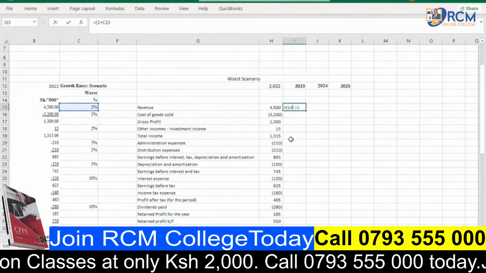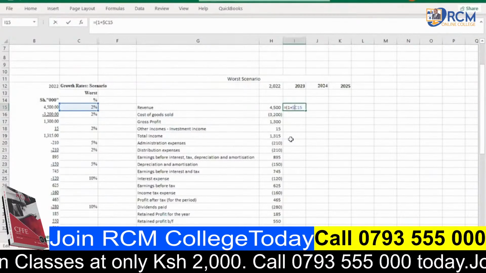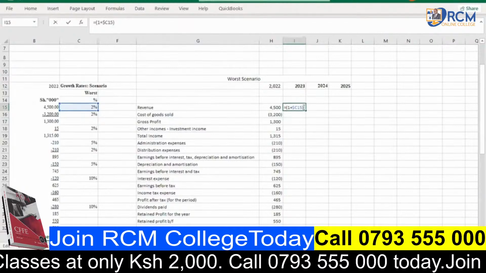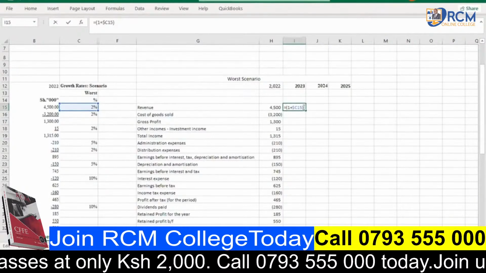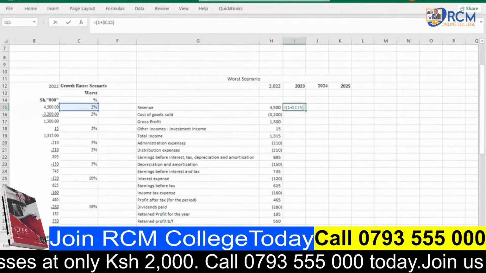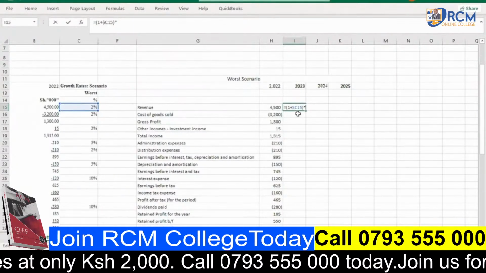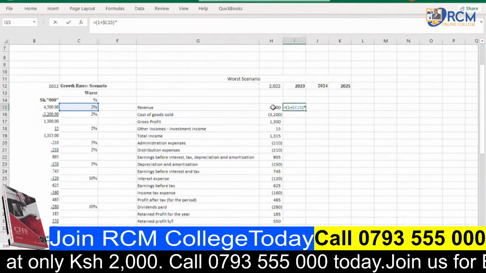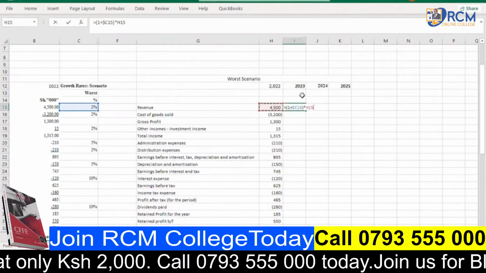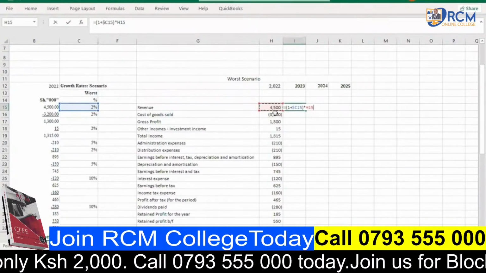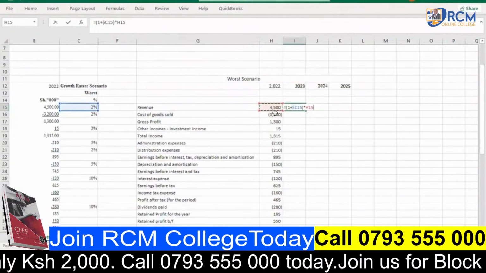iPhone, confirm if you've done that. Place a $ sign before C. Have you managed to do that? Then close the bracket and then you multiply it by this value. So have you done that?